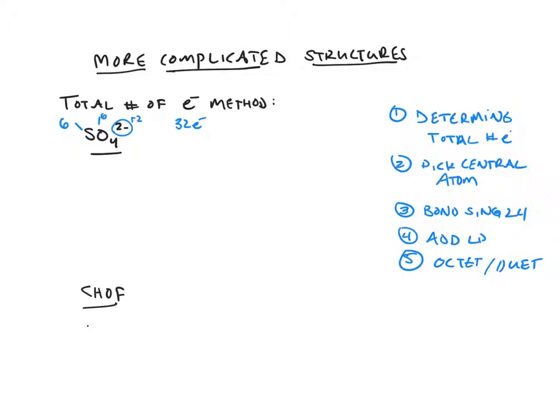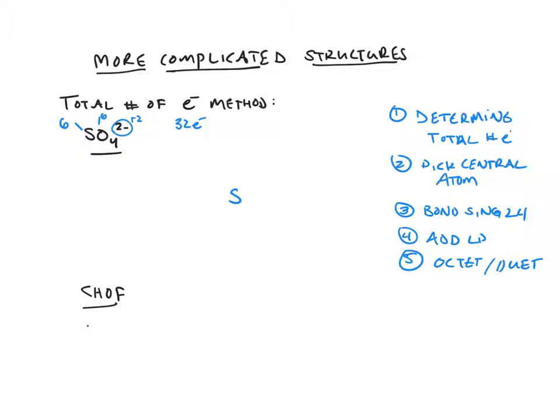Okay, so once I have the number of electrons, I'm going to pick which atom I want to be in the middle. In this case, it's going to be sulfur, because the atom in the middle is typically going to be the one that's less electronegative, unless we're talking about hydrogen. Hydrogen can never be in the middle, because it can only form one bond. But anything else can, and in this case, sulfur is less electronegative than oxygen, so I'm going to put sulfur in the middle.